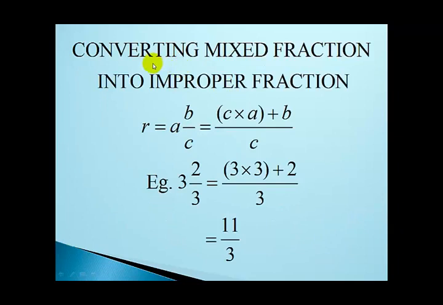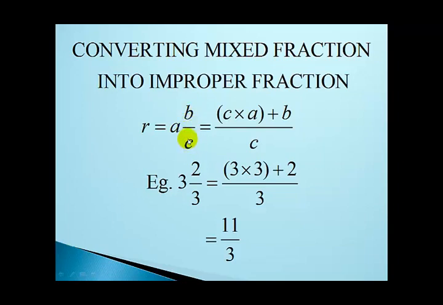Now let's look at how we can convert mixed fraction into improper fraction. Now, given R, that is the mixed fraction, to be equal to A whole number B over C. A is the whole number. B is the numerator of the fraction. C is the denominator of the fraction.